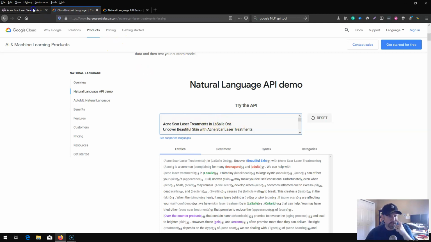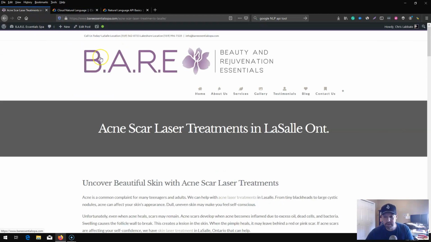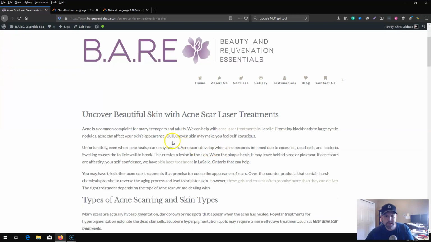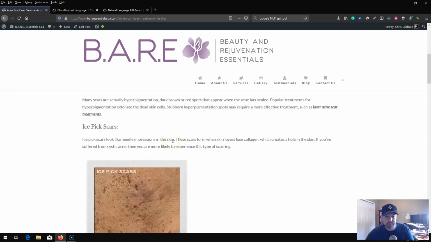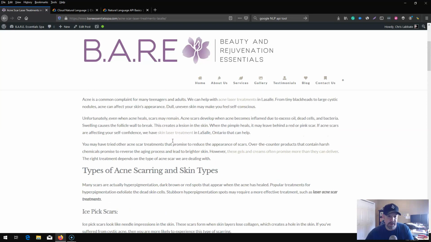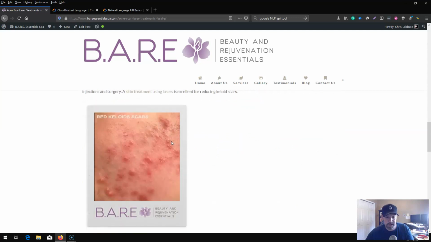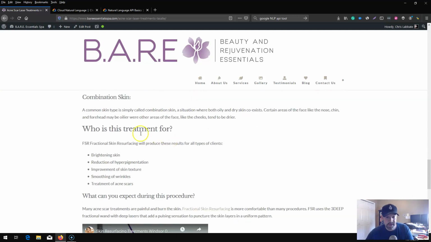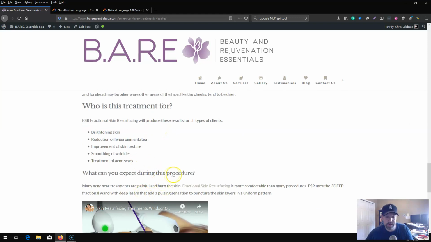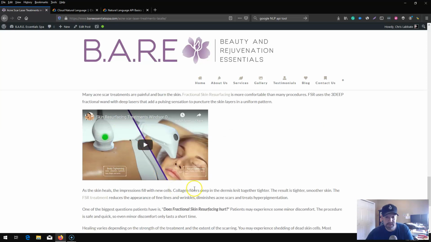So I recently did a blog post on a client's site. It's about acne scar laser treatments in LaSalle, answering a few different questions, different acne scarring types, with images here, and different skin types. Then it talks about the process, what we'd see within a Google answer box. Who is this treatment for? What can you expect? Does the treatment hurt or not?